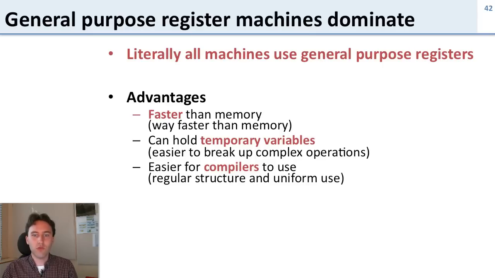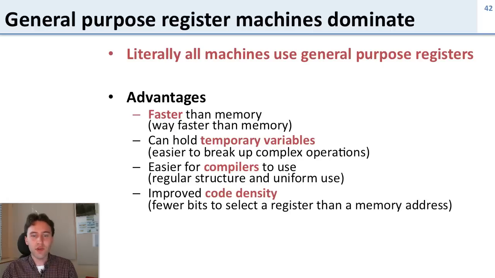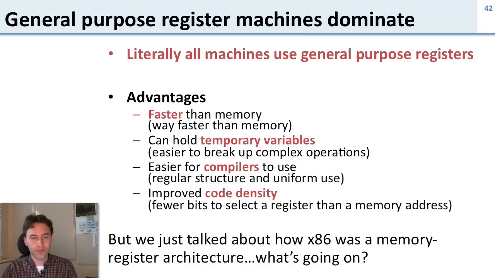The instructions are regular and they have uniform use of resources. So they all use the same registers and they work in the same way, which makes it much easier for a compiler to think about things. And this gives you improved code density. You don't have to have as many addresses if you need to specify data directly in memory, and this is why registers are better, because you have only 5 bits, for example in MIPS, to specify a register, as opposed to needing 32 bits to specify an address in a memory machine.